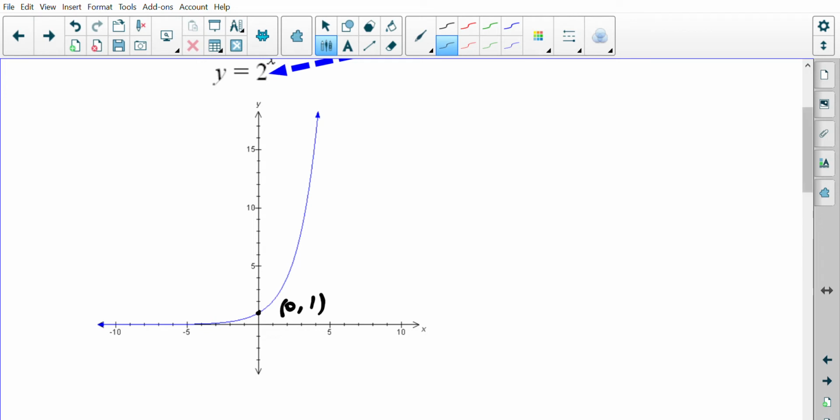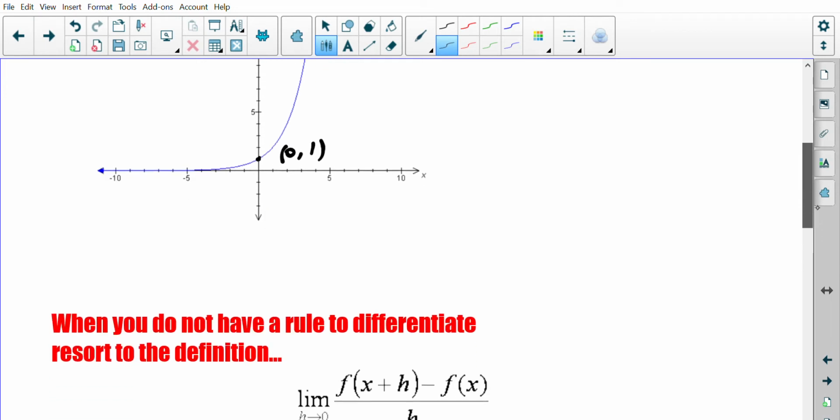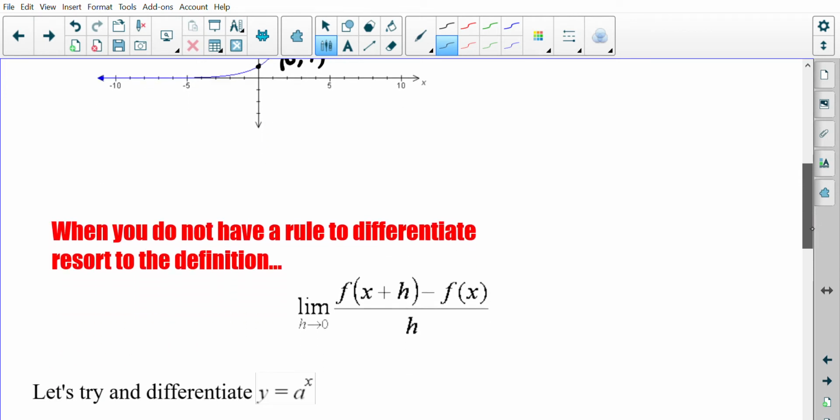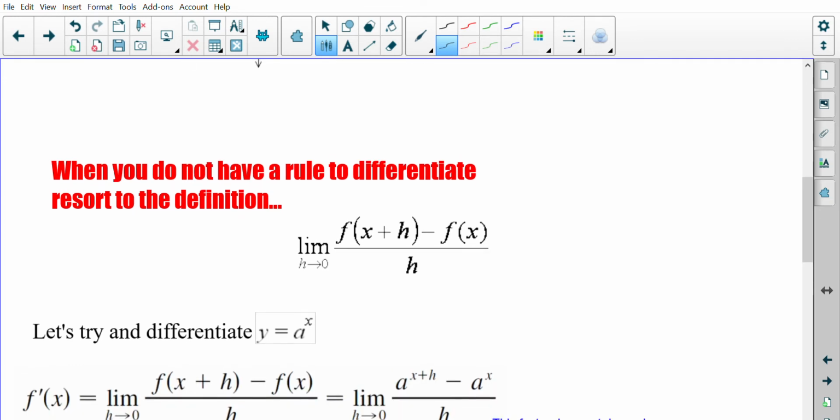Well, our goal today is to look at how do I find the derivative of this type of function. So if you come across some type of function and you're not sure how to find its derivative, you could revert back to what we refer to as the definition of a derivative, or the first principle of calculus, which is this formula: limit of f at x plus h subtract f at x all divided by h as h goes to 0. So let's try and take the derivative of some exponential function.